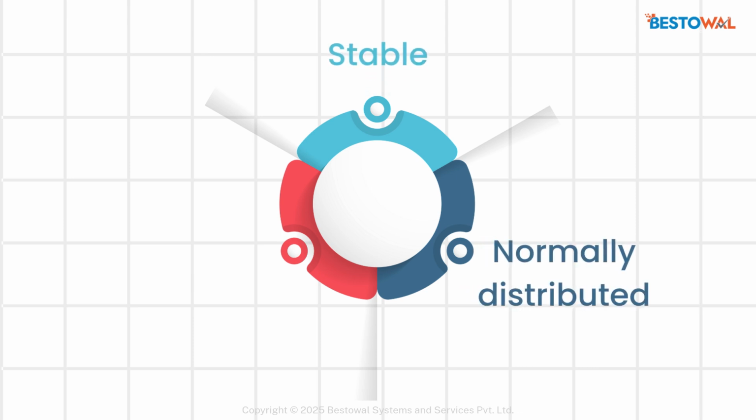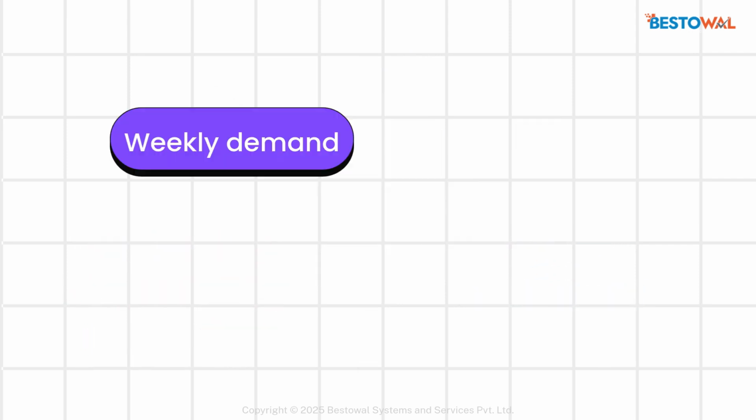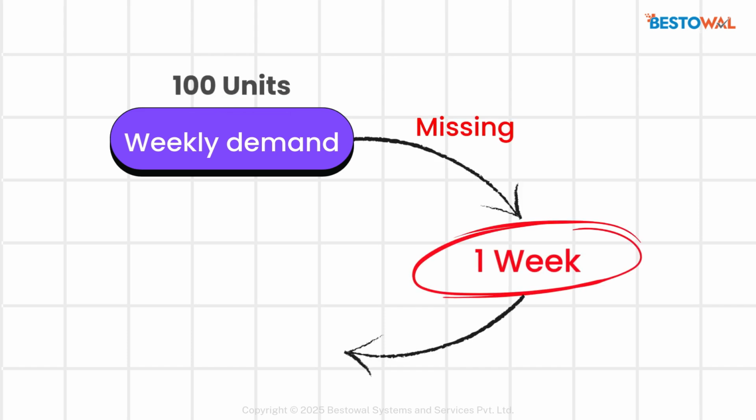That sounds straightforward. Why wouldn't we always use it? Using the mean is simple and often effective when demand is stable, normally distributed, not heavily impacted by promotions or spikes. For example, if weekly demand is usually around 100 units and 1 week is missing, replacing it with the mean preserves the overall level.